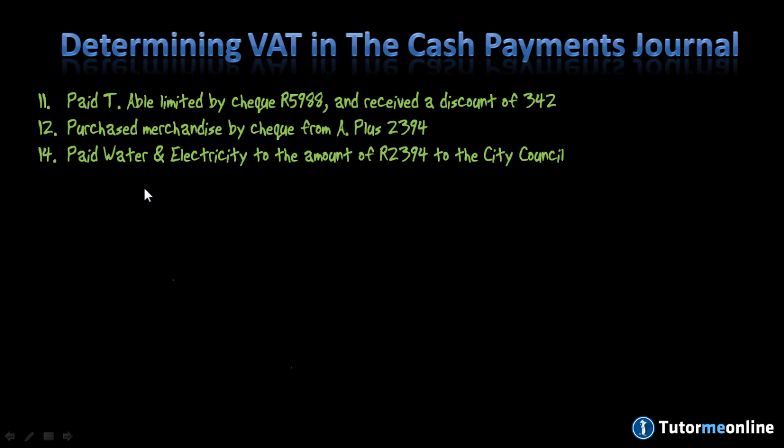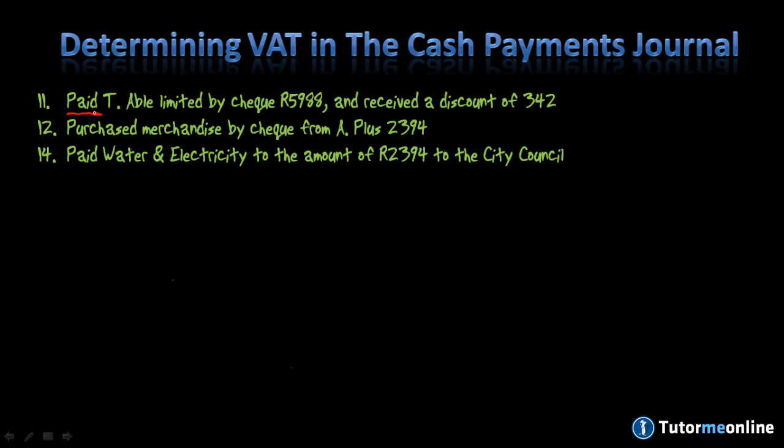In this video, we'll have a look at determining VAT in the cash payments journal. So let's analyze the transactions that we have been given. On the 11th of the month, we paid T Able Limited by check to the amount of 5988 and received a discount of 342.